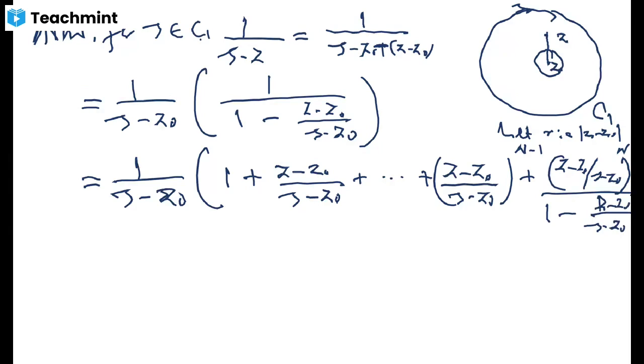Now you just multiply both sides by f. So you get f of zeta upon zeta minus z naught. You have this zeta minus z naught and no, sorry, this is zeta minus z. This is not z naught.